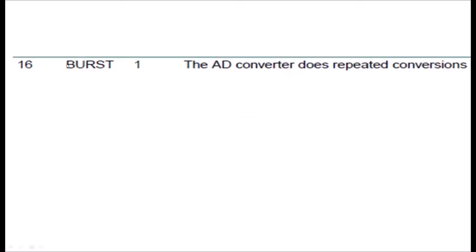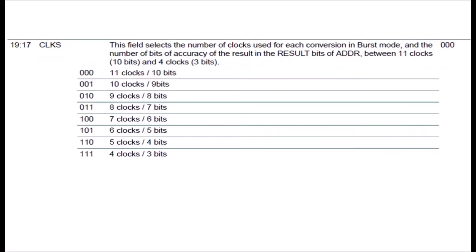Next bit is the burst bit. If it is 1, then the AD converter does repeated conversion. If you don't want to do a repeated conversion, then this bit should be 0. It will just read one input and convert it into digital output. If it is stored as 1, it can read continuous input data and convert it into digital.